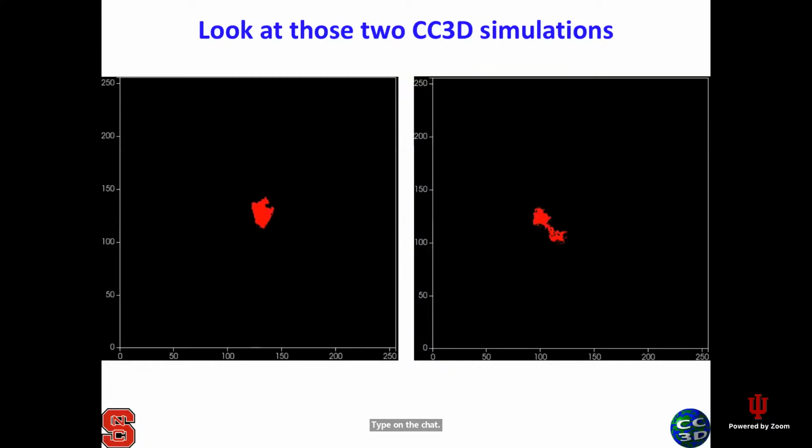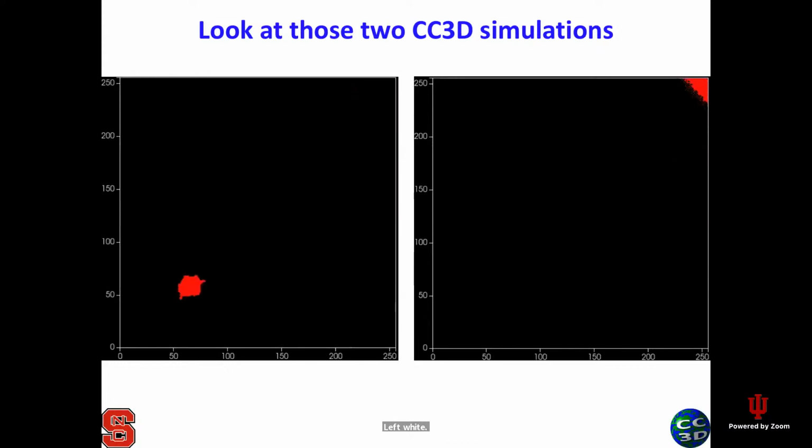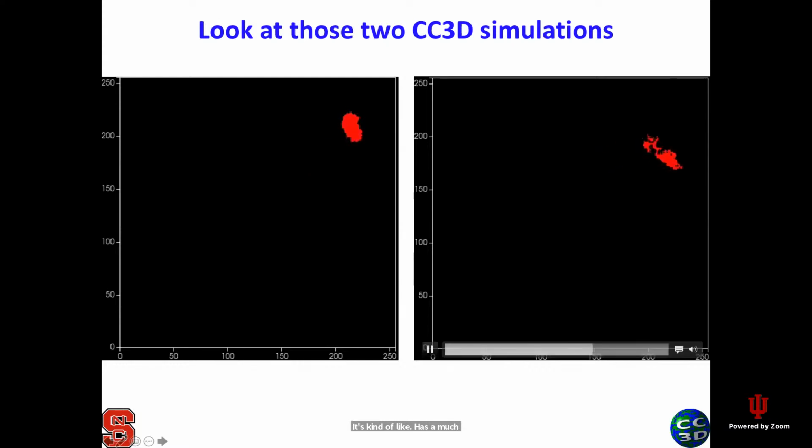I think on the left. Left, why? Because the structure of the cell seems to be preserved, while that on the right has a much bigger distortion. Yes. I might be wrong.